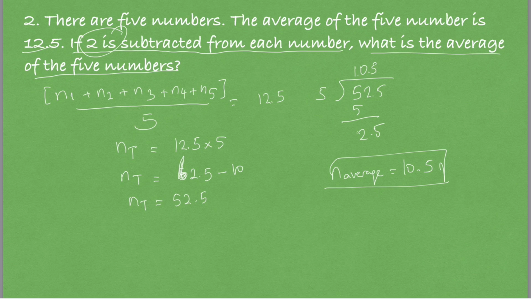But this is the long way to solve this question. We can directly subtract 2 from 12.5. Again, we are going to get the same result because we subtract 2 from each number. Then we divide by 5, we get the same result, 10.5.